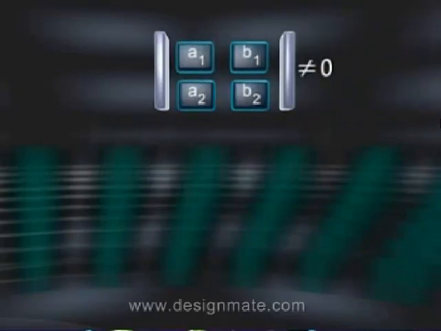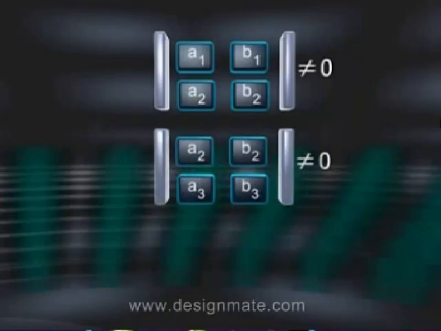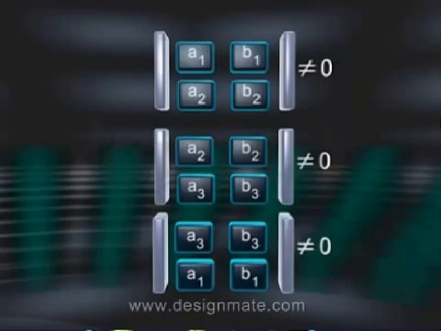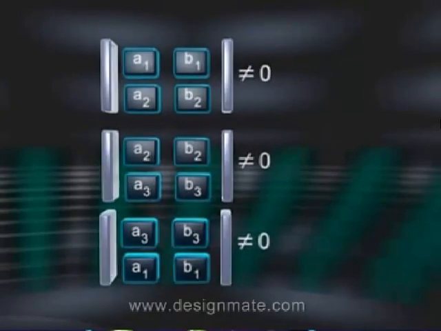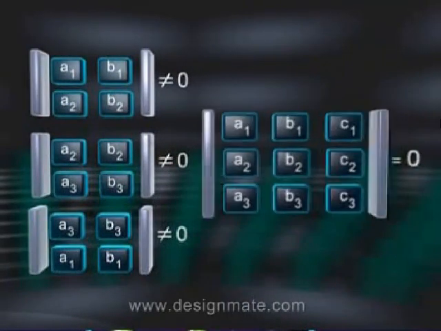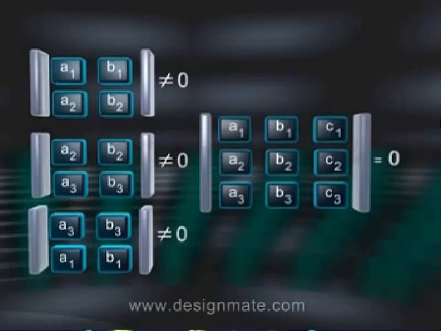Determinant of a1, b1, a2, b2 is not equal to 0. Determinant of a2, b2, a3, b3 is not equal to 0. And determinant of a3, b3, a1, b1 is not equal to 0. And determinant of a1, b1, c1, a2, b2, c2, a3, b3, c3 is equal to 0.